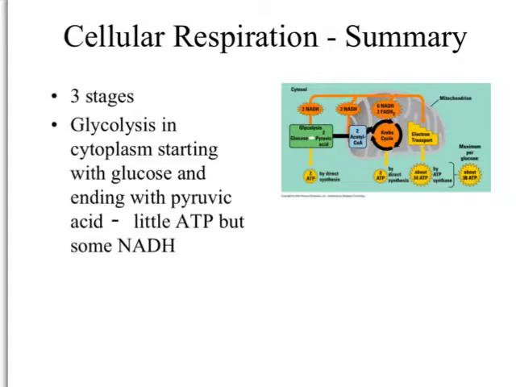So again, cellular respiration has 3 stages. First stage is what we call glycolysis. That happens in the cytoplasm of the cell. So here we have glycolysis happening in the cytoplasm, or what we call cytosol, of the cell. It starts off with glucose, and we end with pyruvic acid. We have just 2 ATP being generated, and some NADH molecules as well.